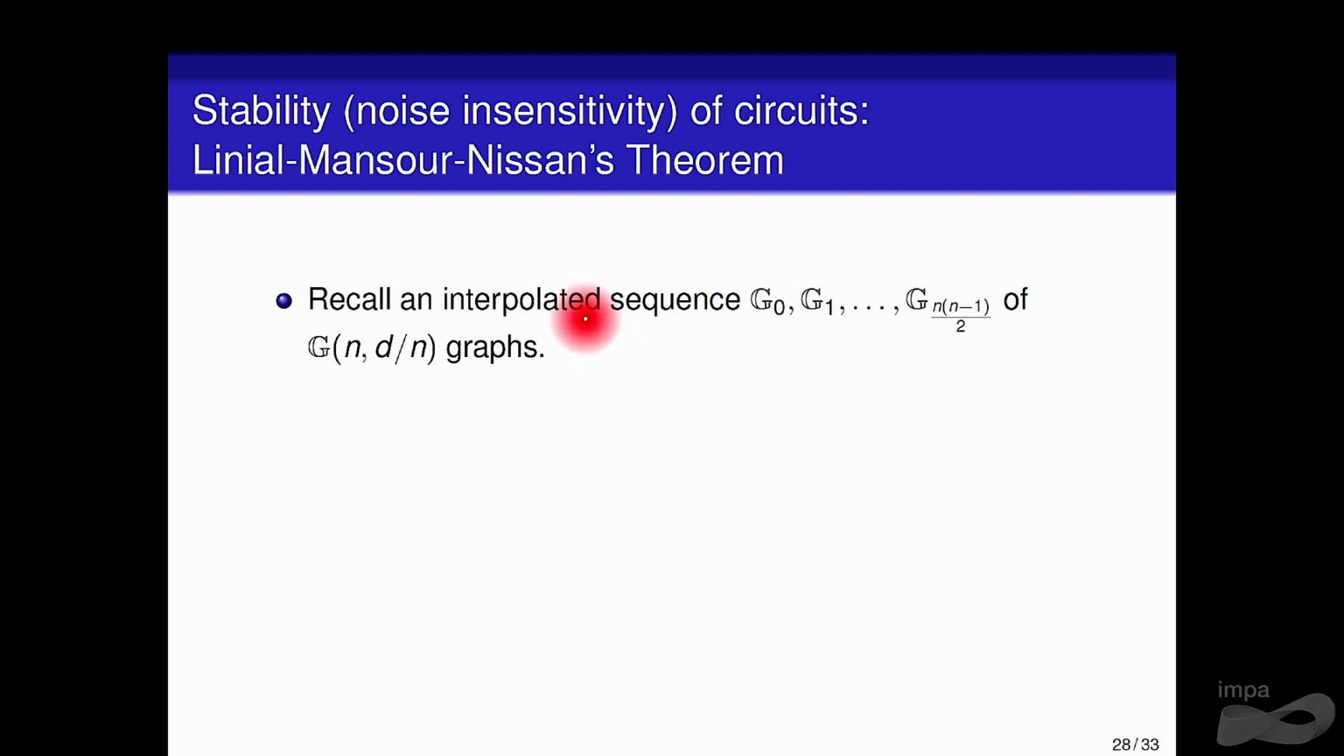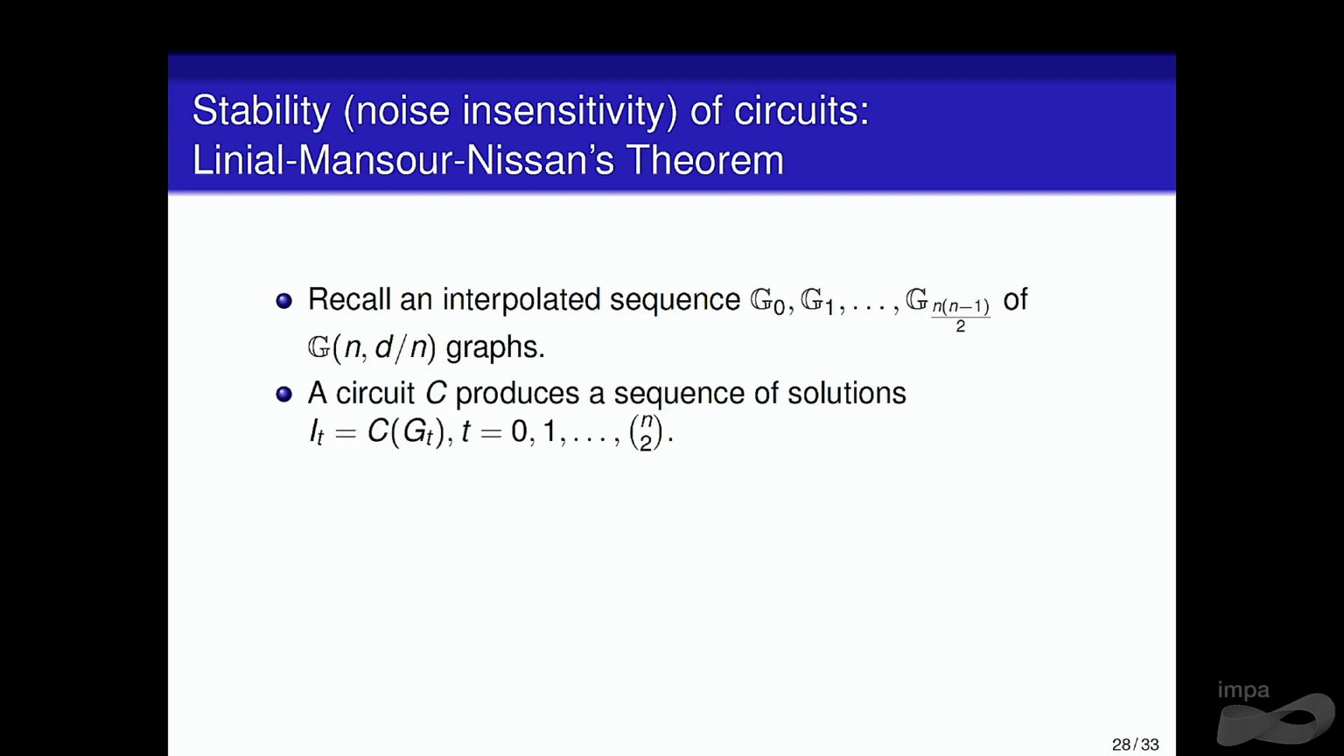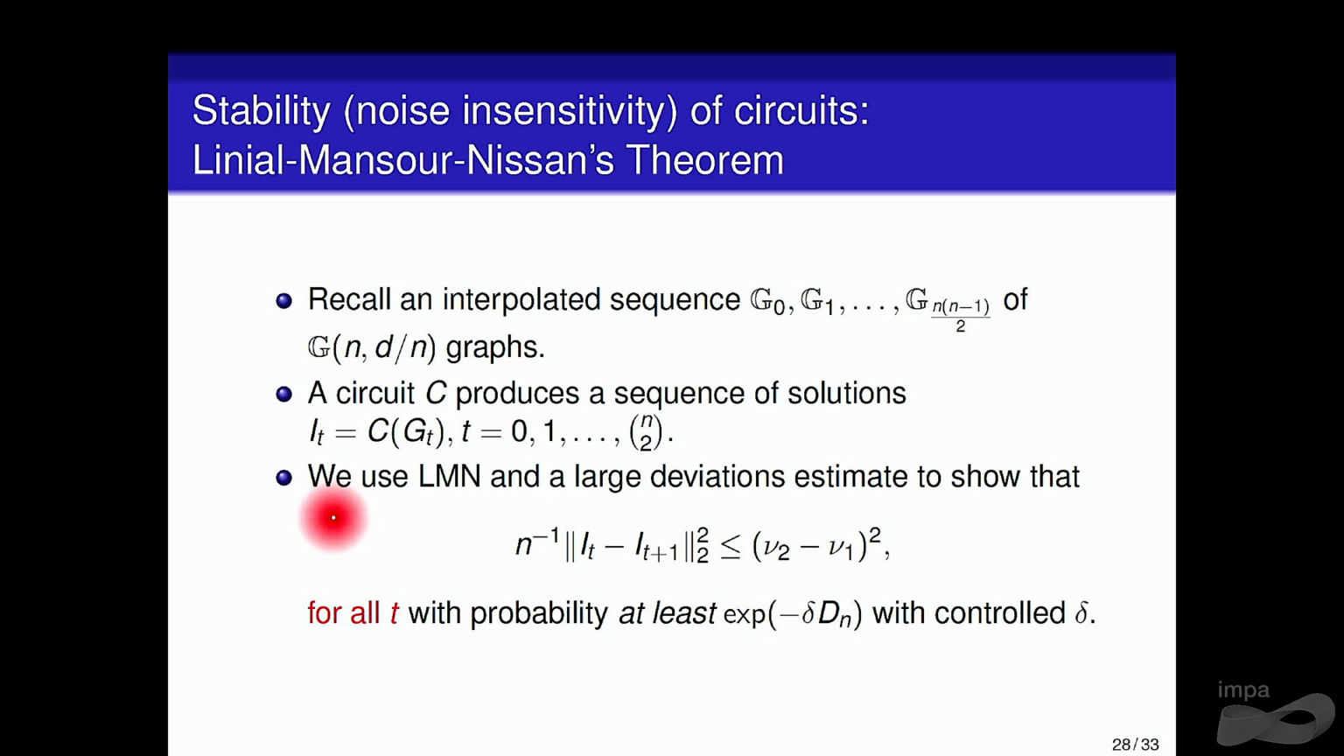All right, so the proof of these two statements goes as follows, just repeating what I said earlier. We consider an interpolated sequence of random graphs, of sparse random graphs, because we want to argue about independent set in sparse random graphs. We take a circuit. The circuit applied to a graph G sub t produces a solution, an independent set denoted by I sub t. So we now have a sequence of solutions, a sequence of independent sets I sub t.